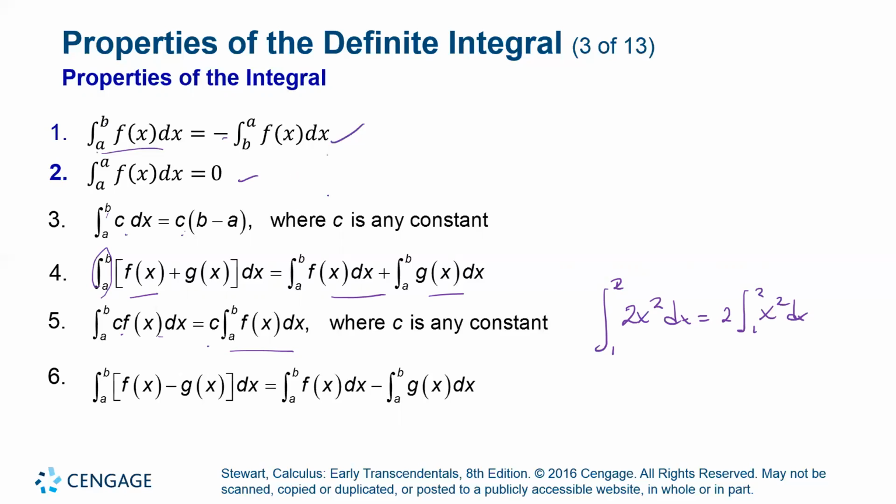Here, if you have something like from 0 to 0 of x squared dx, the answer will be 0. Now over here, if you have something like 2 to 3 of x squared dx, this is the same as minus the integral from 3 to 2 of x squared dx. And then of course if you have the difference, you can also write it like that.